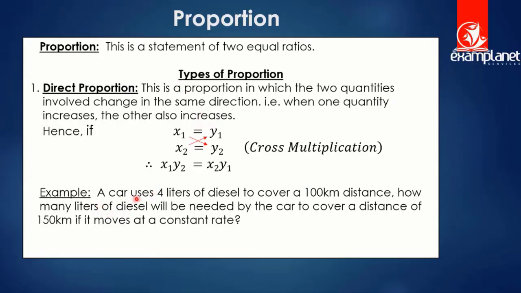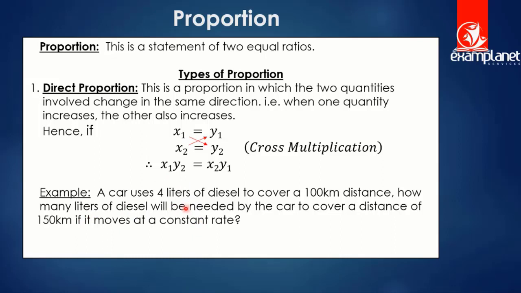This example says a car uses 4 liters of diesel to cover a 100 kilometer distance. How many liters of diesel will be needed by the car to cover a distance of 150 kilometers if it moves at a constant rate? 4 liters will be needed to cover 100 kilometers. How many liters will be needed to cover 150 kilometers?